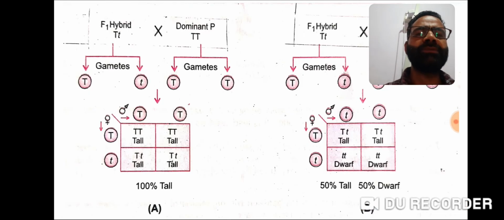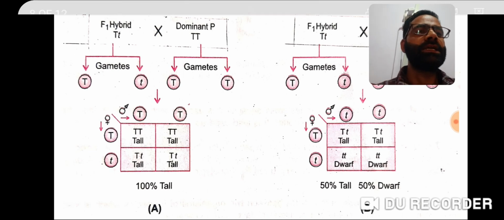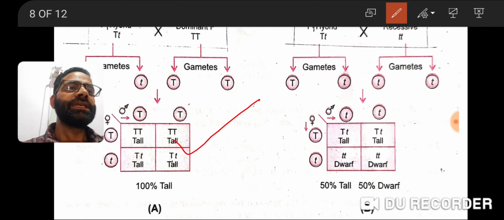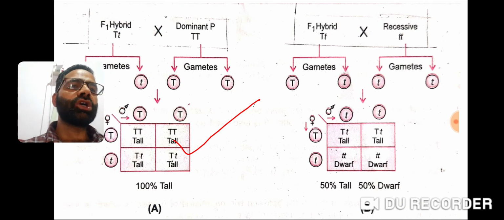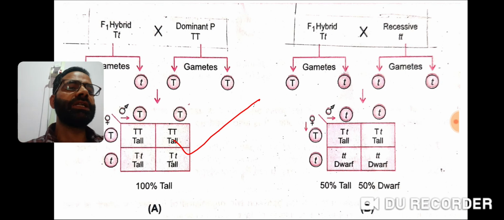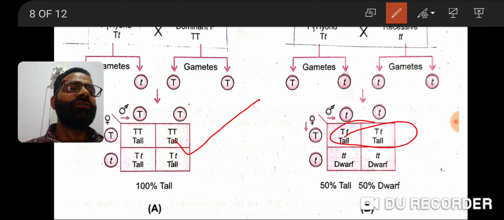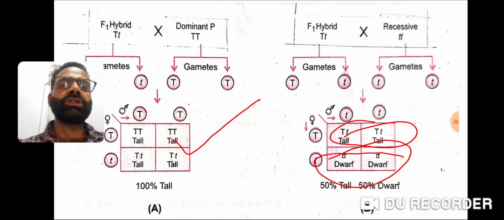We can see this with the help of an example. As we know, the hybrid tall is denoted by capital T, small t, while the homozygous dominant tall is denoted by capital T, capital T. So if this hybrid is crossed with the dominant parent, you will see here that all the offsprings are tall, that is 100% tall, while if these F1 hybrids are crossed with the recessive parent, that is small t, you can see here that 50% are tall while 50% are dwarf. So this is about the back cross.